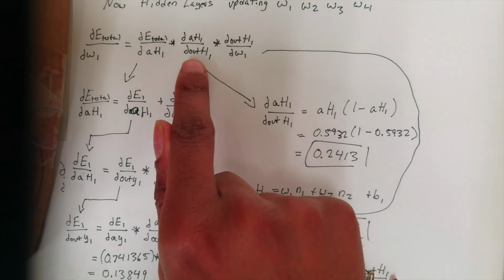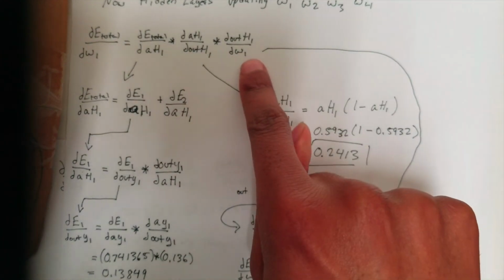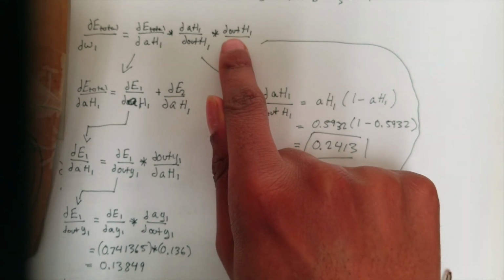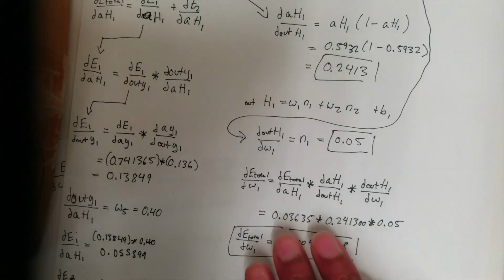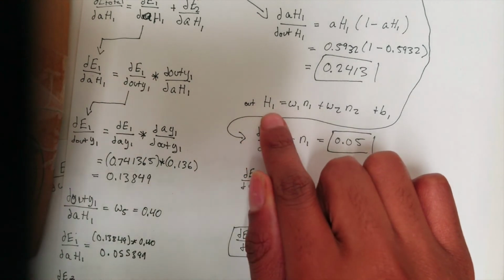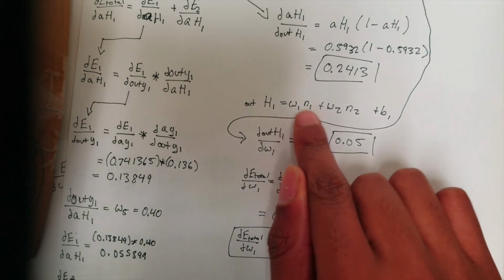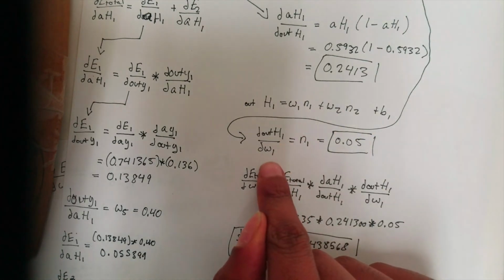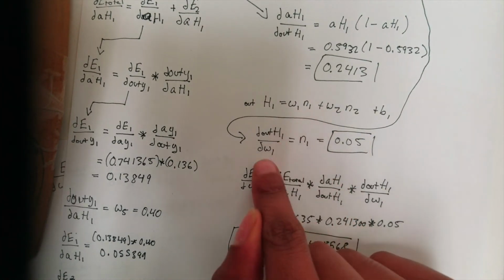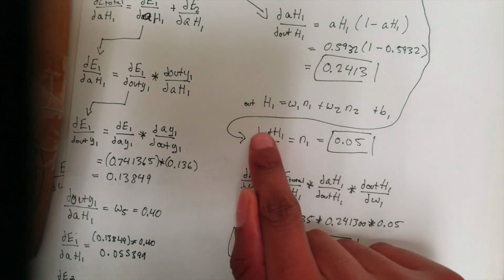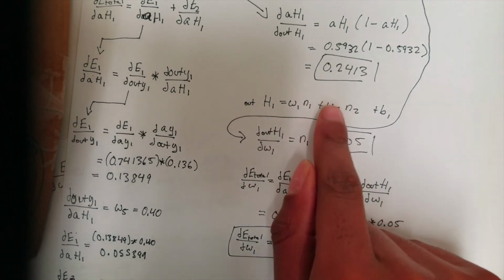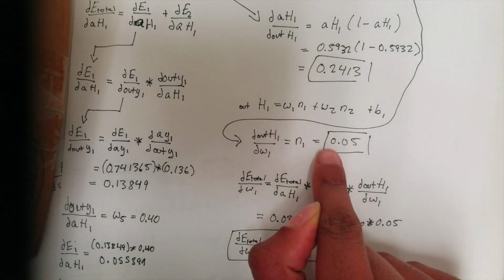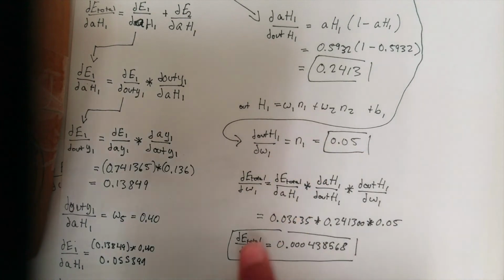So now that we have this component, the last component to get is the contribution of weight 1 with respect to the output of H1. And that is right here. If we look at the output of H1, which is equal to weight 1 times M1 plus weight 2 times N2 plus B1, we get the contribution will be the partial derivative of weight 1 with respect to output 1. You could see that it would just be M1. So that's why that contribution is equal to 0.05.